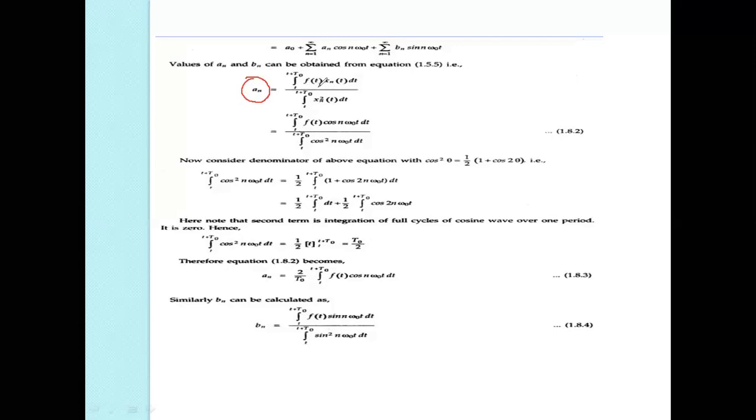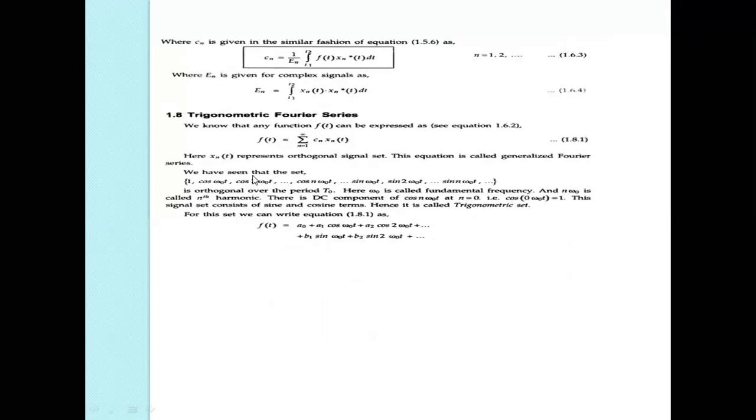Okay, what is the f of t and xn of t? Here the xn of t represents the orthogonal signal set. So I use the orthogonal signal set as the cosine functions here, for an is multiplied with the cosine. So the xn signal I take is cos n omega naught t dt, and the denominator also replaced with cos square n omega naught t dt. Okay.